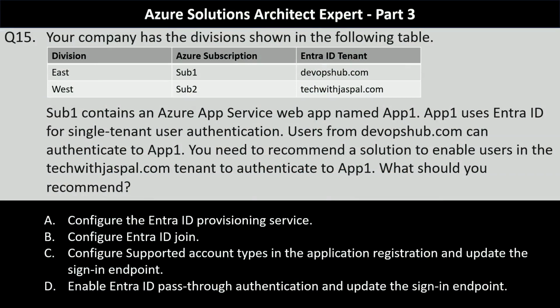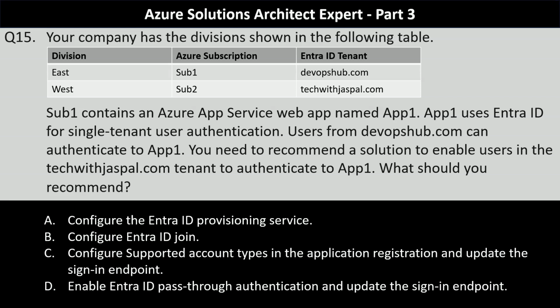Friends, this is question number 15 of our Azure Solutions Architect Expert Practice Question and Answer series. Your company has the divisions shown in the following table. You basically have two divisions named East and West. East is hosted in the Sub 1 subscription and West is hosted in the Sub 2 subscription. Now, the East division uses an Entra ID tenant named DevOpsHub.com and the West division uses an Entra ID tenant named techwithjaspal.com.